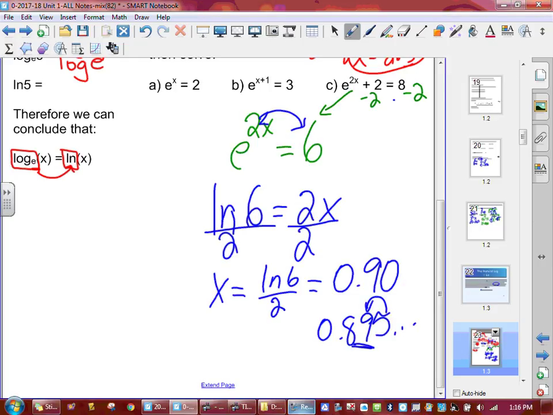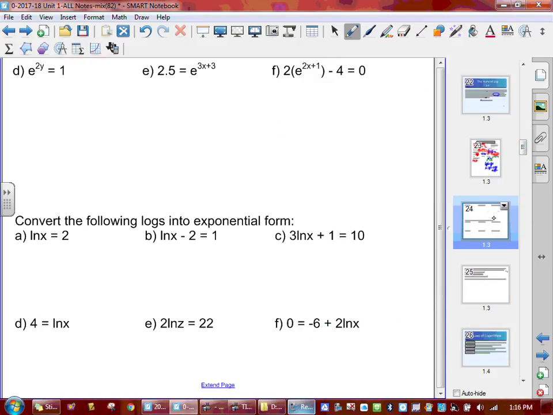Okay, so we've dealt with ln. We know how to deal with it with a basic conversion, with something being added to it, with something being multiplied to it. So now we're going to go over, we're going to take a couple questions and see how we do on those. So letter D, E, and F. They each have a couple more steps.